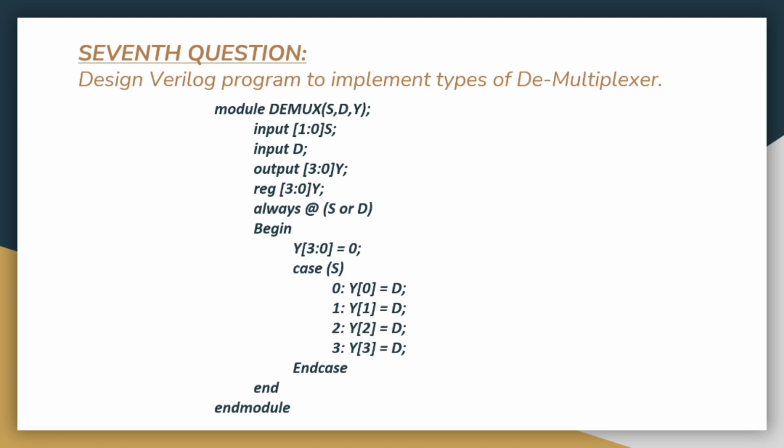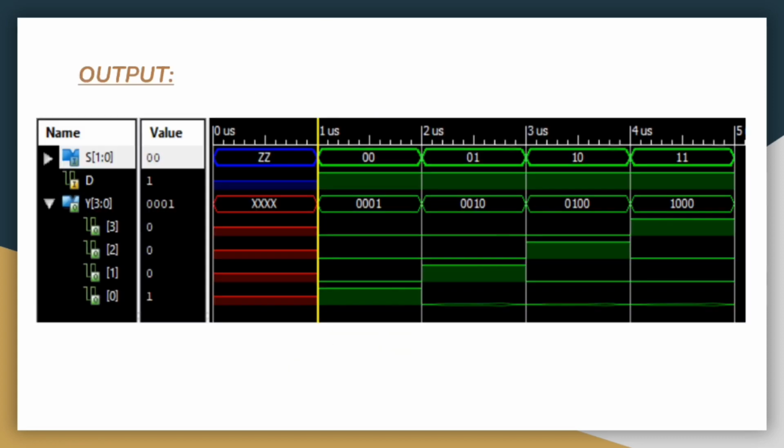When you look into the Verilog code, you will take one select input and D as input, and Y as output, and reg as output as well. There will be 4 cases, and when you look into the output, when you give 0, 0 as select and D1 as input, you'll get 4 cases where 0, 0, 0, 1 will be the outputs.